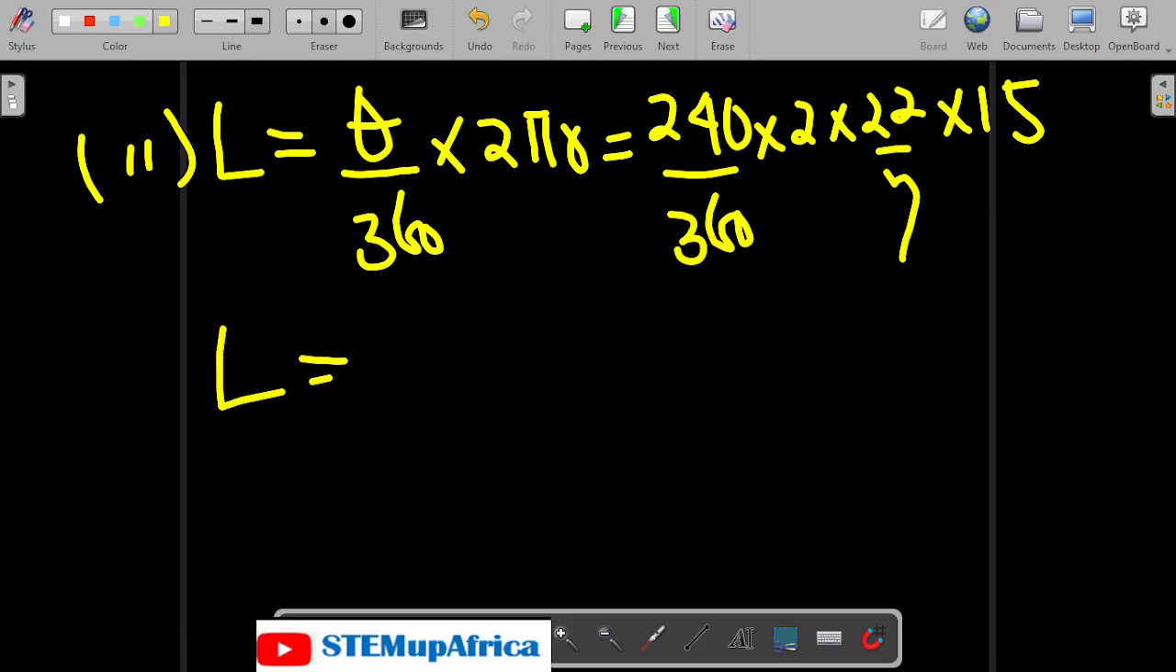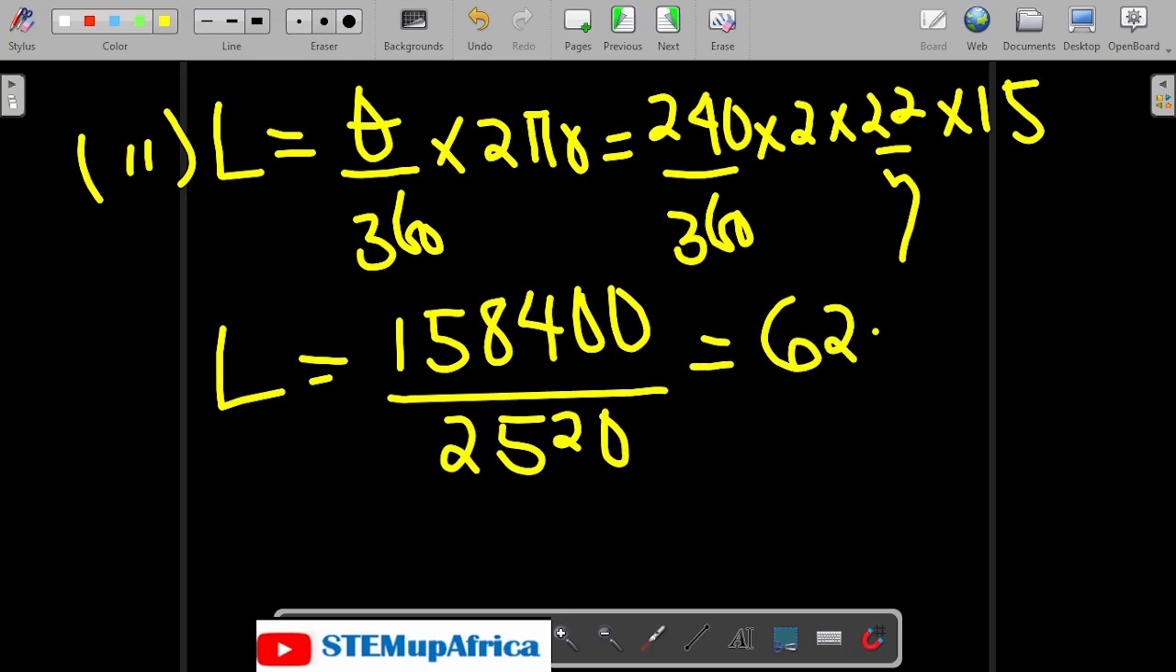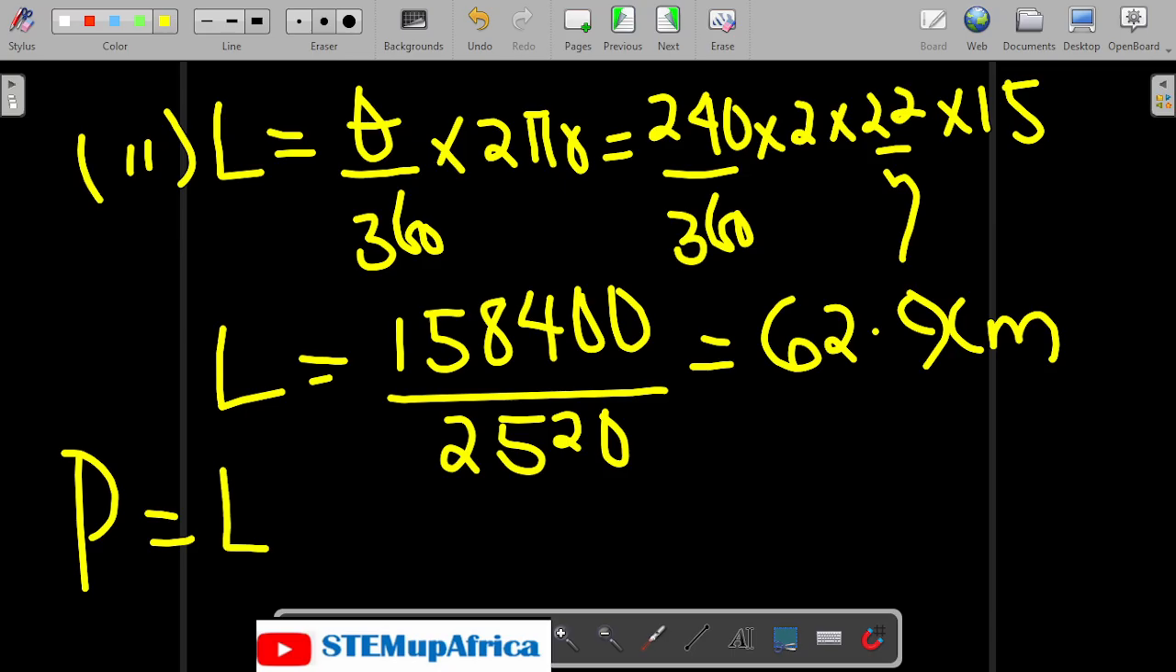So the arc length is 240 times 2 times 22 times 15. That will give us 158400. Then 360 times 7 will give us 2520. That will give us 62.9 cm.